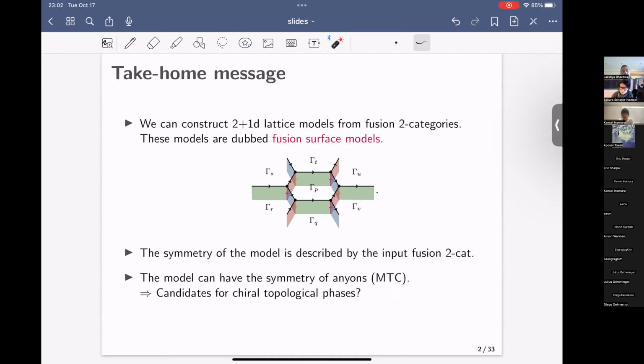So this suggests that the fusion surface models with these symmetries might be natural candidates for chiral topological phases on the lattice. But for now, the dynamics of these models remains unclear because generically this model is not solvable. So we need a further study to see whether these models can indeed realize these phases or not. So this is the short summary of this talk.